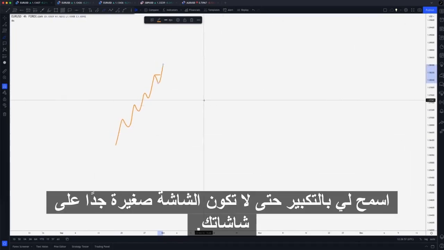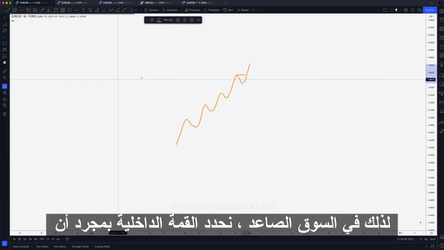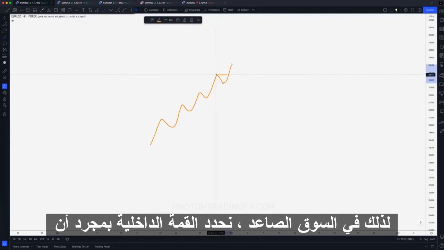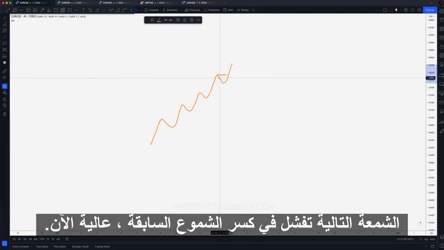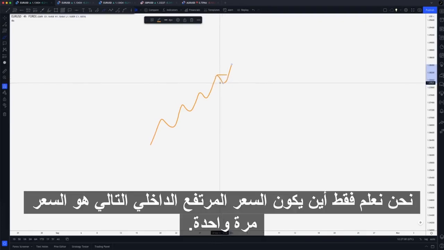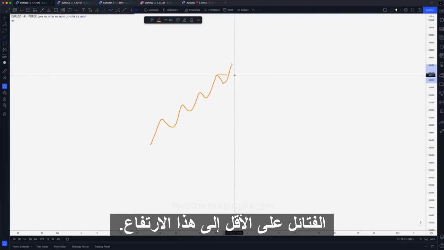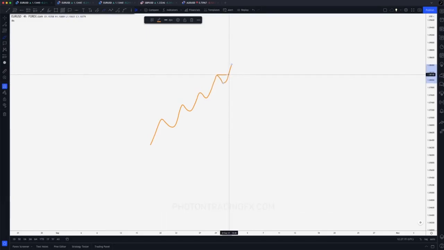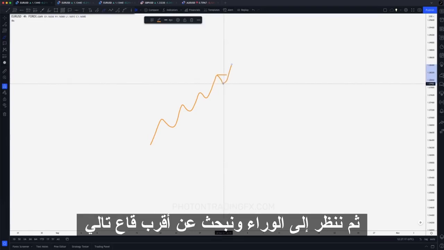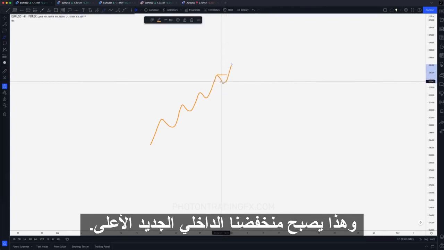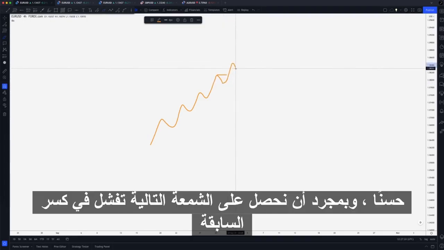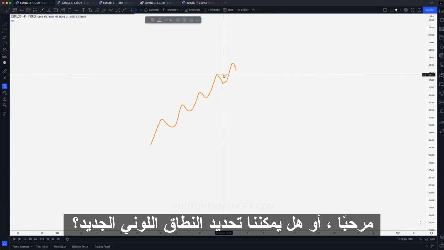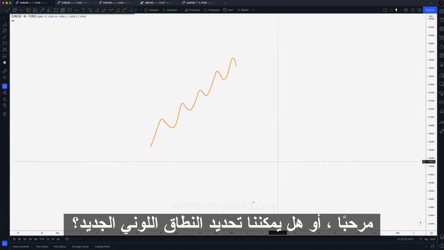Let me zoom in so it's not super small on your screens. In a bullish market, we mark out the internal high as soon as the next candle fails to break that prior candle's high. Now, we only know where the next internal high low is once price at least wicks that high. We want to see price break that high. Then we look back for the most nearest low, and that becomes our new internal high low. And as soon as we get the next candle failing to break the prior candle's high, we can mark out the new internal range we are within.